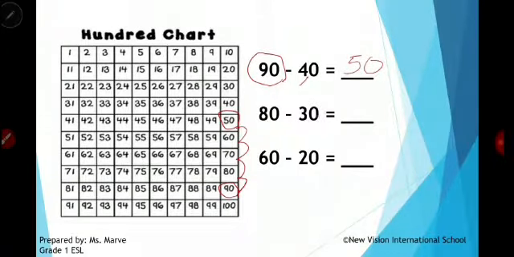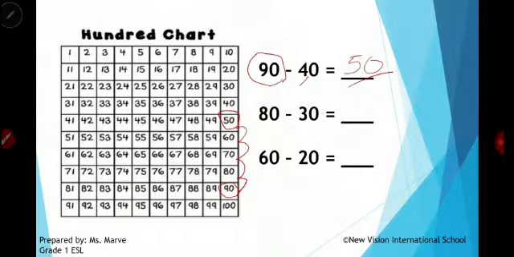Can you read it again? We have 90 minus 40 is equals 50. 50 here is the difference. Very good. For the second and third problems, I would like you to answer it alone. I'll give you a minute for that. Start.